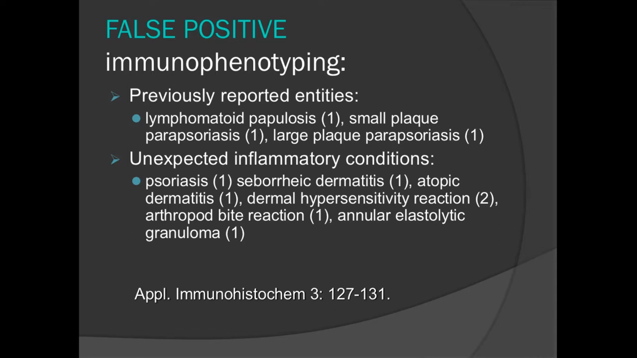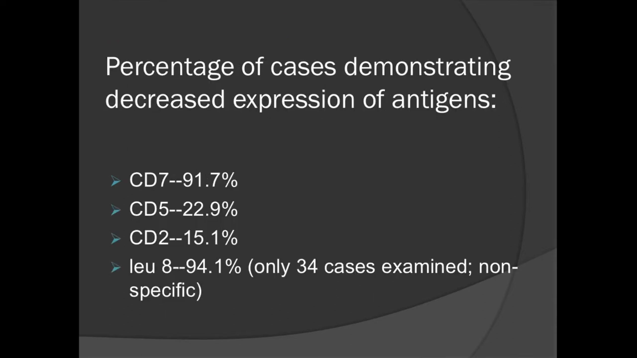So what did we find? The other ones that had these false positives on immunos, if you will, were the kinds of things that have been described by lots of people over time. But I like some of these. A bug bite. Interesting. Annular elastolytic granuloma. For those of you who don't know what it is, it doesn't matter. But it's not mycosis fungoides. It has no significance in terms of life or death. And what we found was pretty much what everyone has found ever since. CD7's the biggie.